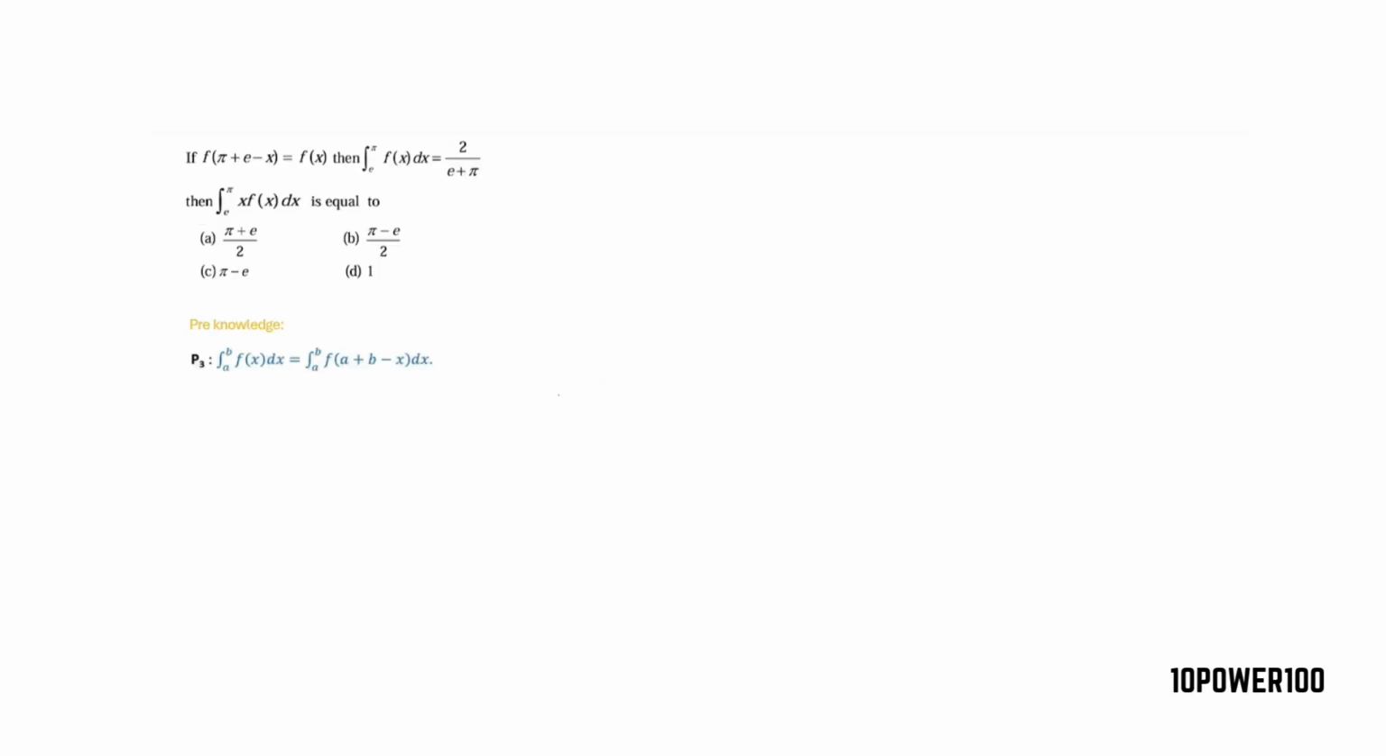The next question is: f of pi plus e minus x is equal to f of x, and the integration from e to pi of f of x dx is equal to 2 by e plus pi. Then the integration from e to pi of x into f of x dx is equal to: option A is pi plus e by 2, option B is pi minus e by 2, option C is pi minus e and option D is 1. To solve this problem, we have just one formula.